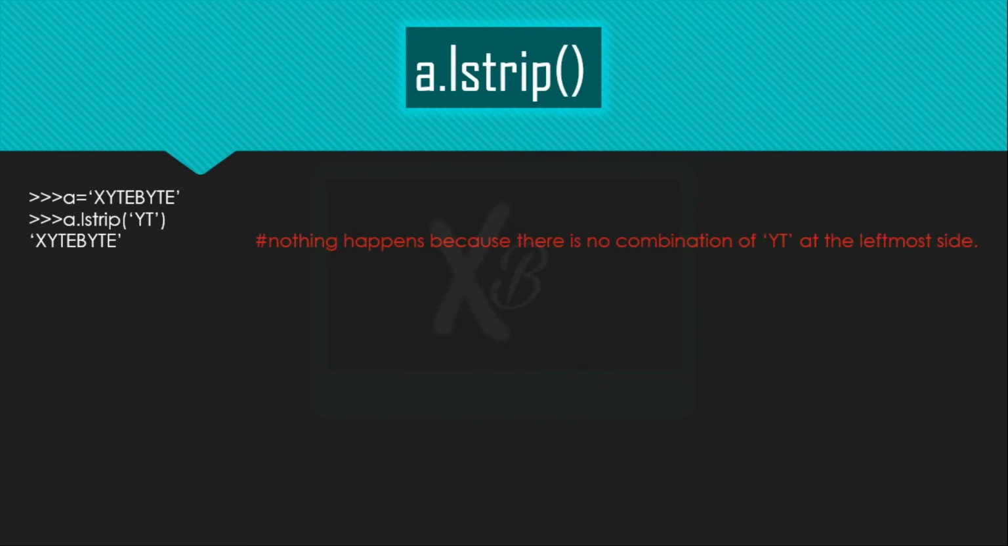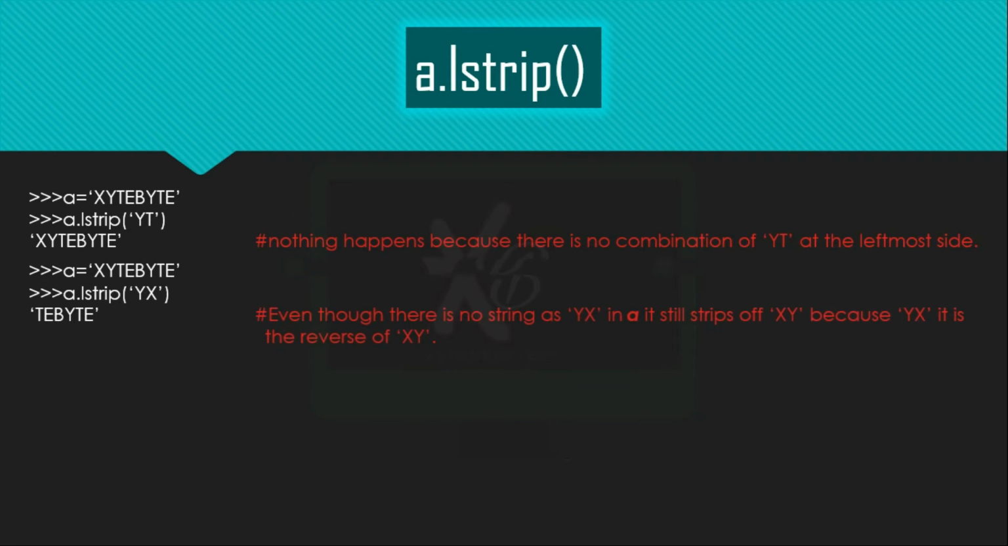a is equal to xyte byte, a.lstrip yt. Still nothing happens, because there is no combination of yt at the leftmost side. Even though we have y at the second position, it's not at the first position at the left side, so we cannot remove anything. But if you see here, xyte byte, I wrote a.lstrip yx, and what happened?